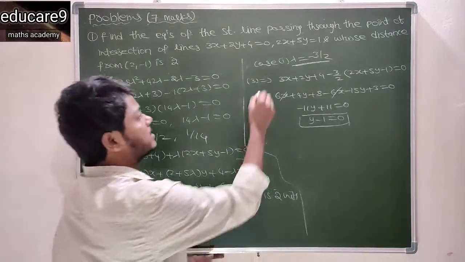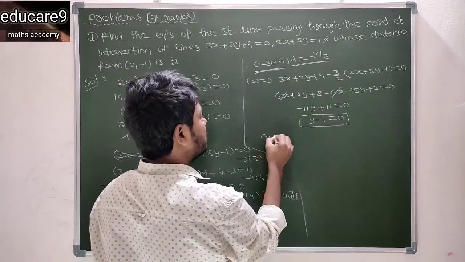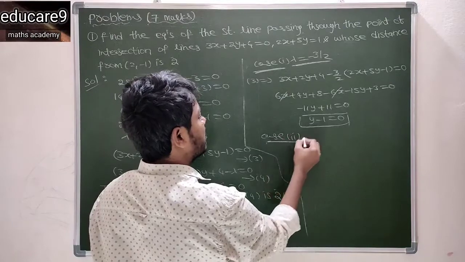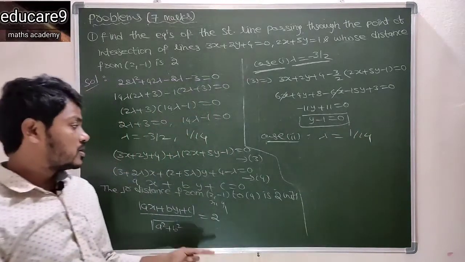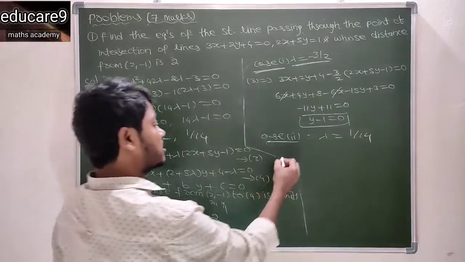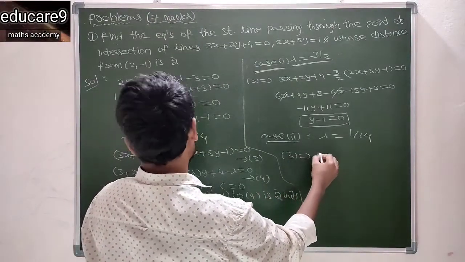And second case, lambda is equal to 1 by 14. So substitute in equation 3. So what do you get?